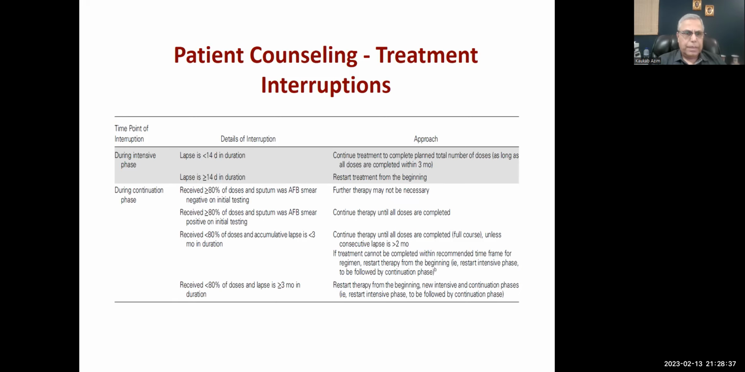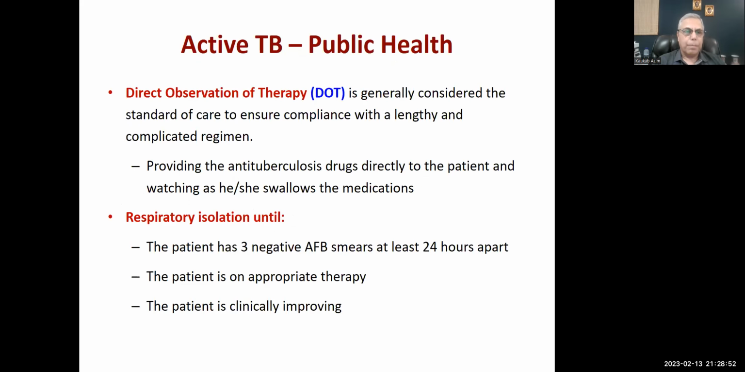Now, treatment interruptions, these are the tables. This is for your self-study. We will decide later on what to include in the examination and what not to include. We are definitely going to include some tables, but we will decide that later on.